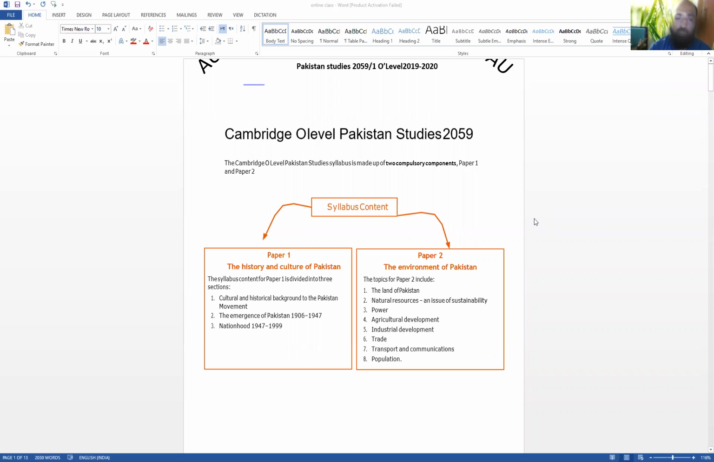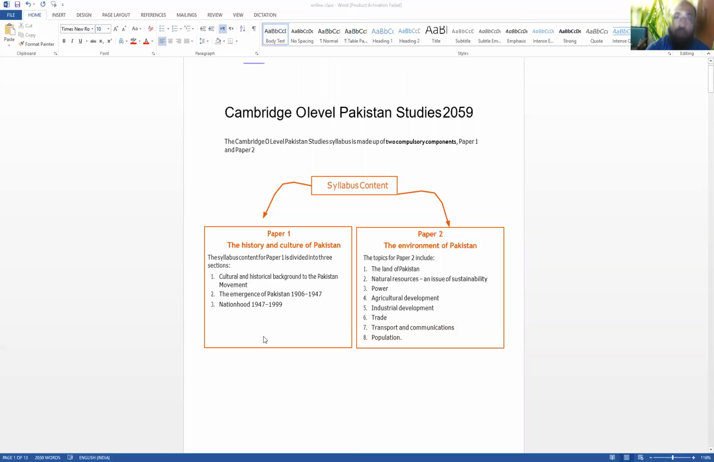In Pakistan Studies, two papers come. Paper 1, History and Culture of Pakistan. Paper 2, The Environment of Pakistan. Today, we are going to discuss paper 1 only. It has three sections. Section A, Culture and Historical Background to the Pakistan Movement. Emergence of Pakistan from 1906 till 1947, and then after creation of Pakistan, nationhood from 1947 to 1999.